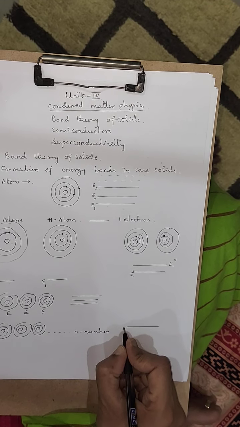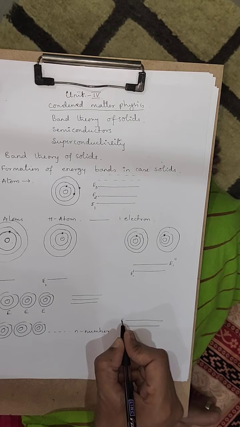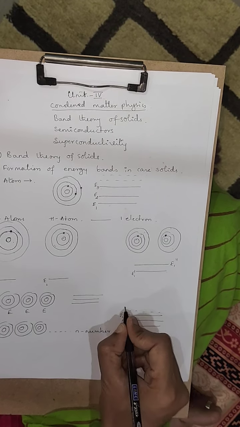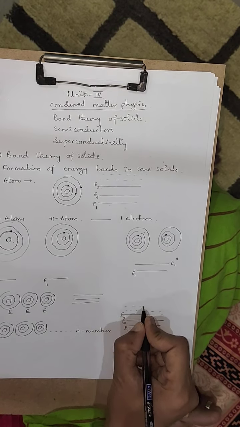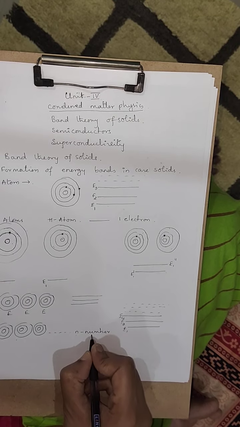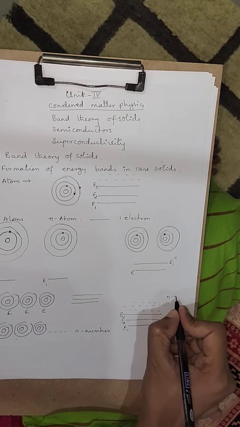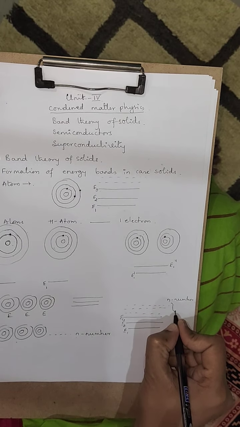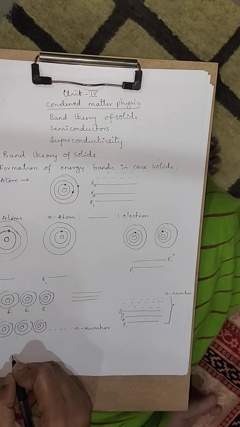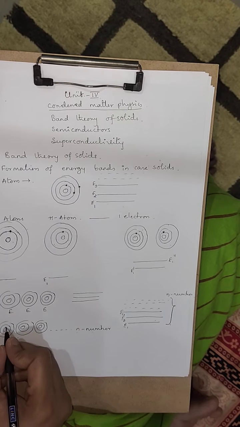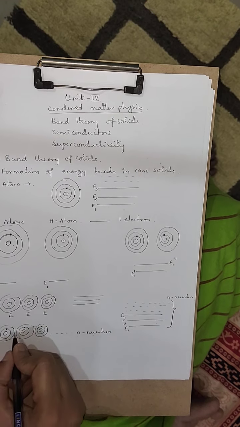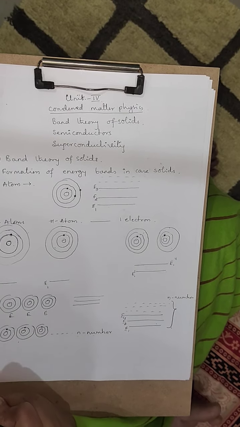So this is E1, let's take E2, and this is E3, E4 and so on. So we can have as many energy levels as the number of atoms that are interacting. If there are n number of atoms, then the energy levels will be split into n in number. So these n energy levels correspond to the energy of the innermost electron of all the hydrogen atoms which are closely interacting with each other.